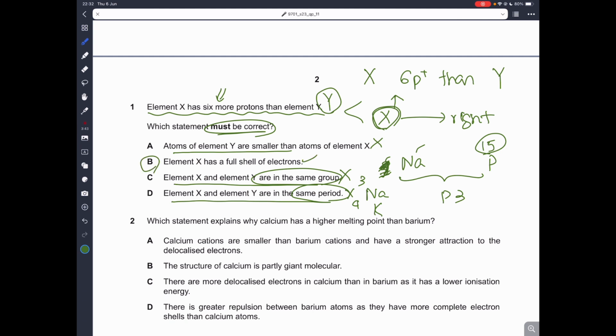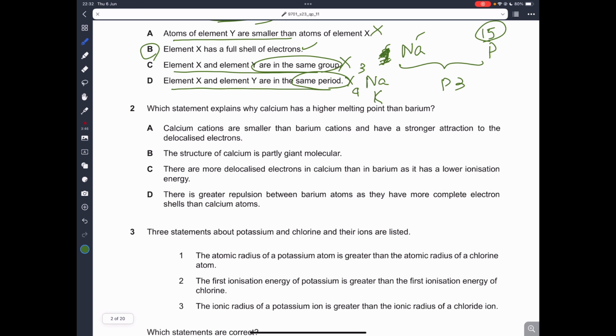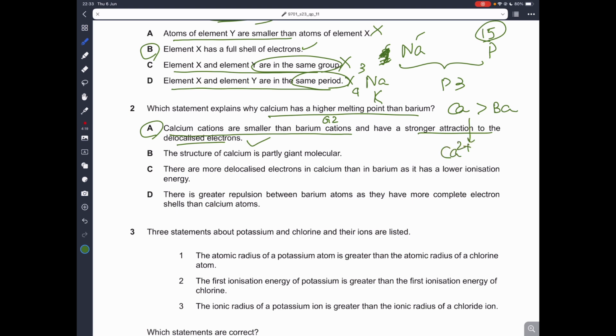Okay. Question number 2. Which statement explains why calcium has a higher melting point than barium? Well, this is because calcium cations are smaller than barium cations and have a stronger attraction to the nucleus. This is correct. Now, I'll tell you why this is the case. Calcium and barium are both group 2 metals, which means they form calcium 2 plus and barium 2 plus.